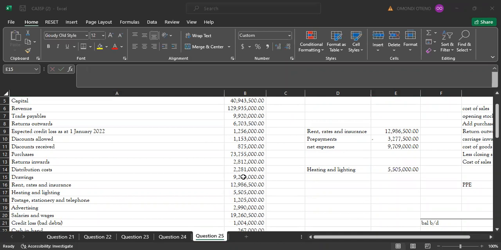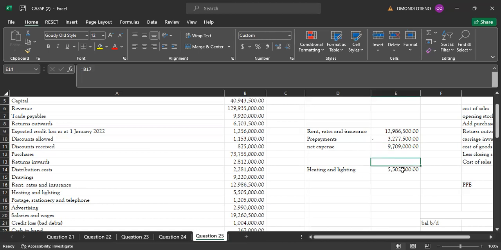Maybe there's a question. So what are we looking for? Okay, Ododa, what we are doing here is we want to know if you are given prepayments in a question, what are we going to do? The rent and rates figure, which we are going to take to the statement of comprehensive income, is not what you are seeing here. It's not 12,986,500. No. Out of this 12,986,500, there are some amounts that were paid for in advance. We have to eliminate them for us to get the real expense. So we are trying to look for the items that we are going to use in our statement of comprehensive income under expenses. One of them is rent, rates, and insurance, which we are now getting what we are supposed to take to that account. So that's how we treat the prepayment.